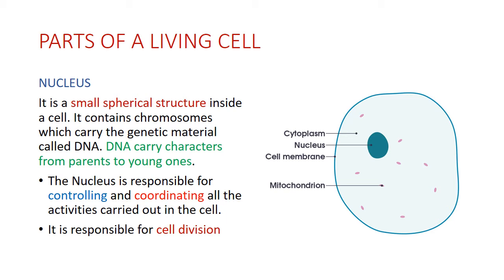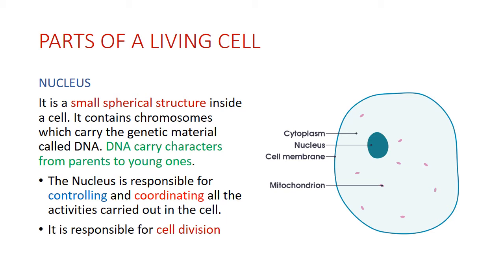So aside from that, the nucleus is also responsible for controlling and coordinating all the activities carried out in the cell. A nucleus is like the class prefect in a class. It just coordinates all the activities in a cell. So take note: controlling and coordinating all activities carried out in a cell. It is also responsible for what we call cell division.